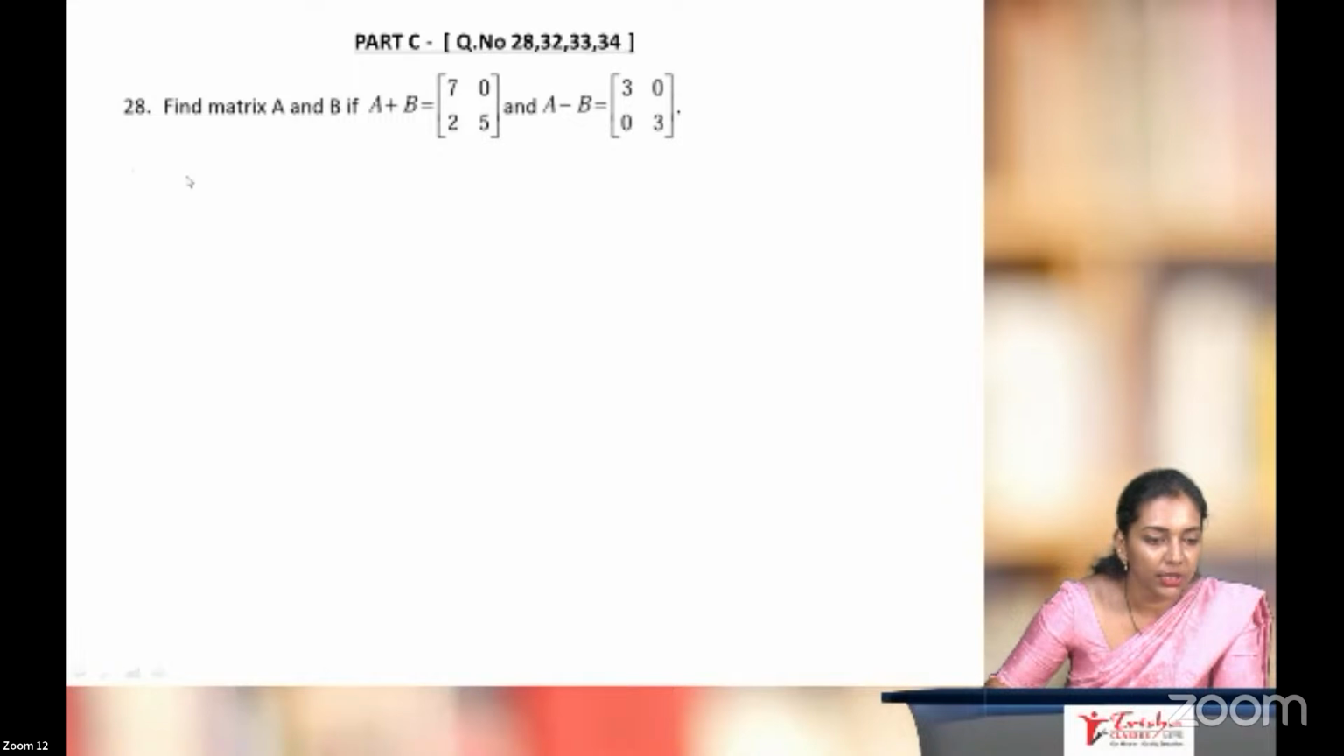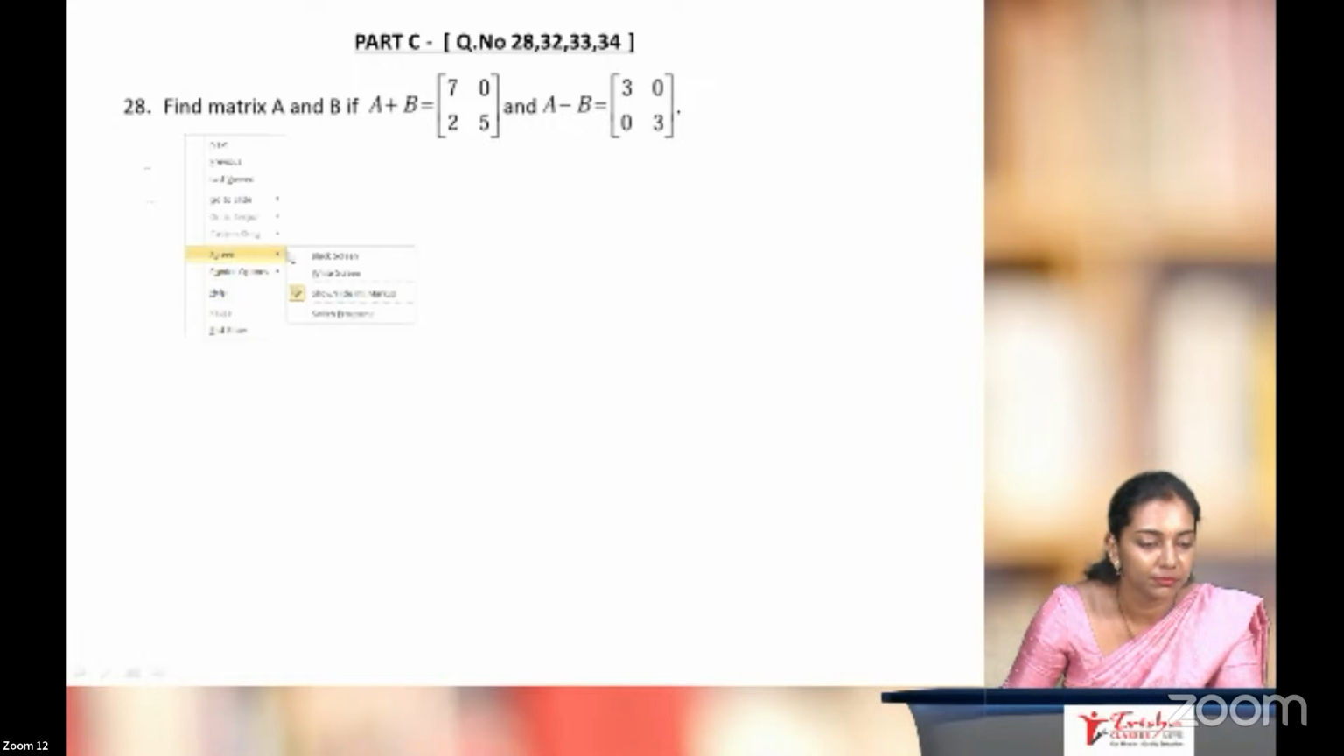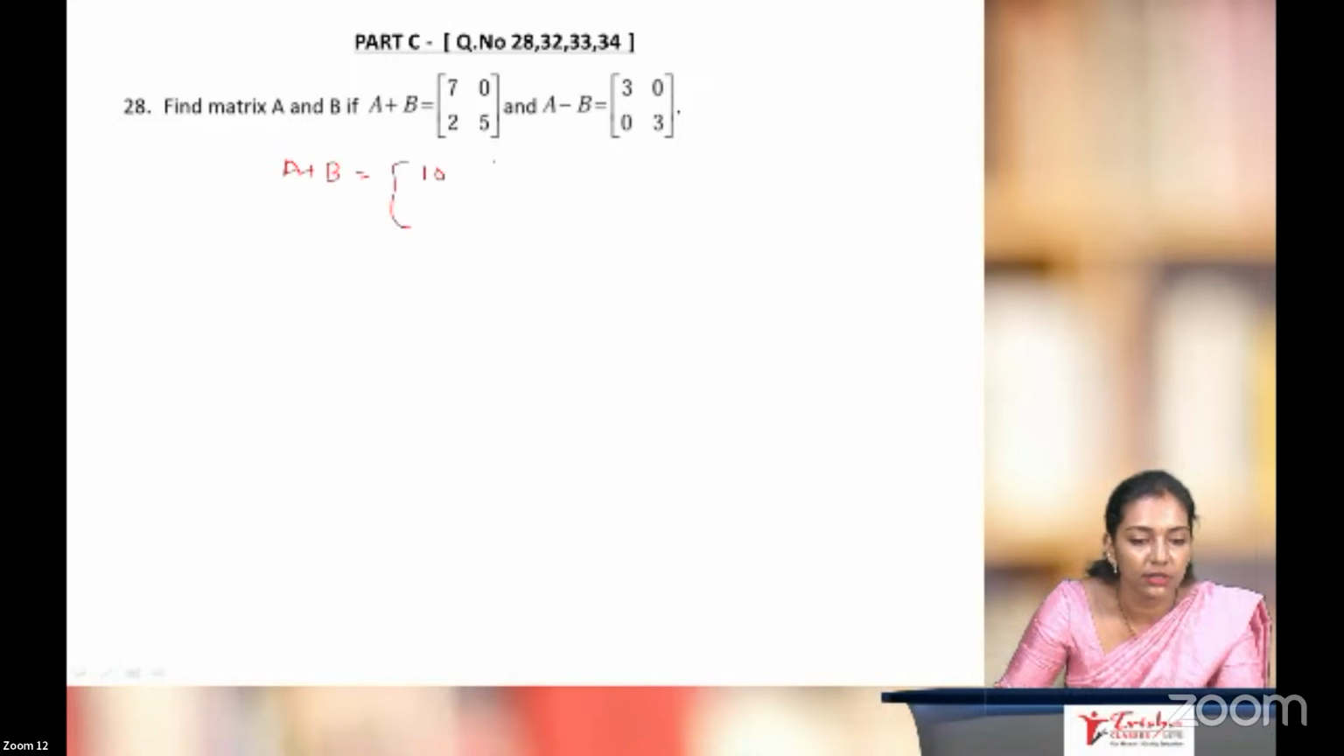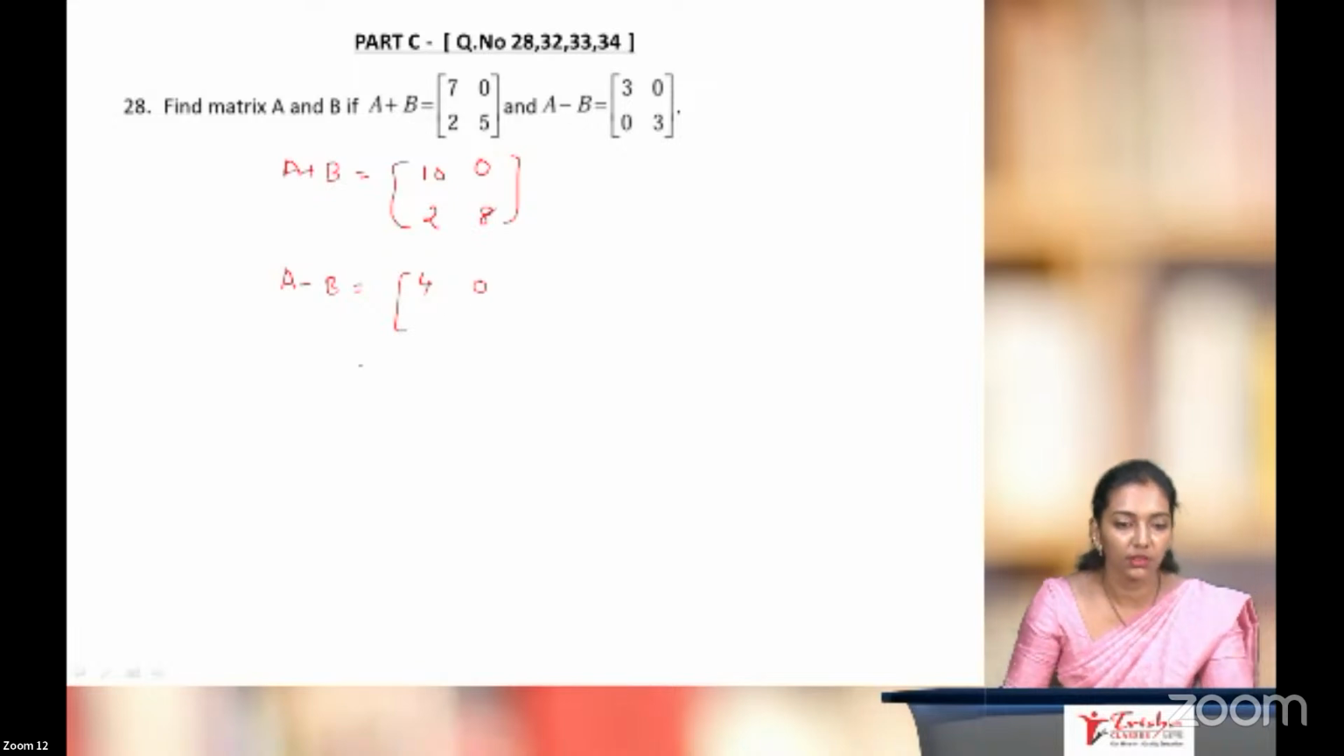Next, coming to part C. A simple question under matrices: just add the two matrices and subtract the two matrices, A plus B and A minus B. So for A plus B, corresponding elements you can add here: 7 plus 3, so A plus B will be 10 and 0, here 2 as well as 5 plus 3, 8. Okay, so this is A plus B. Next, A minus B will be 7 minus 3, that's 4, 0, 2, and 5 minus 3 is 2. Okay, simple as that.